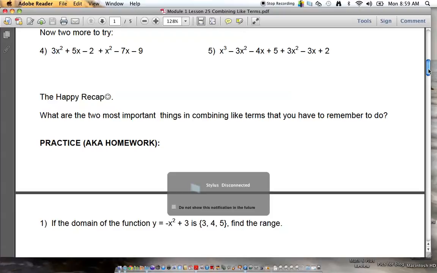Would you ever add chocolate chip cookies and chocolate chip cookies and get asparagus? No. So if you add x squareds to x squareds, why would it change? You're just going to get x squareds. Think of them as going in the bucket. In that bucket, aren't there x squared things in the bucket? Okay? Make sense?